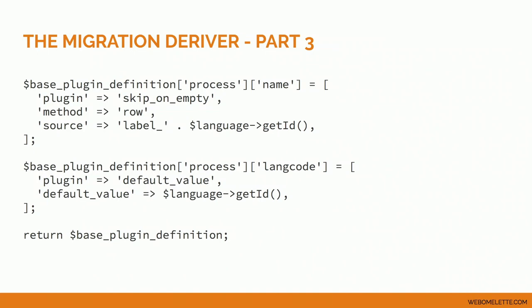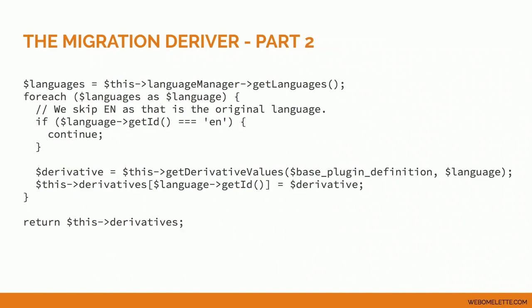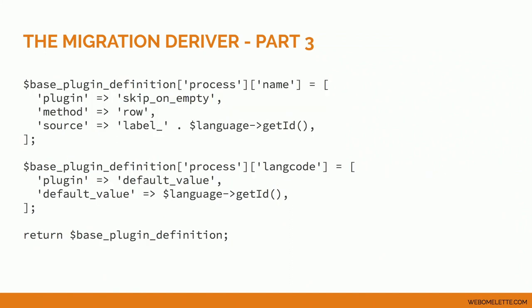And this is the method that does the actual deed of, you see, get derivative values, and we pass the base plugin definition and the language for which we want to make a derivative. So here, we enrich the migration definition. As you can see, the structure is the same as we had in the YAML file. We have process, and then we have the mapping for the field name. Now we have a language. So in this context, we have the language. We know what field, what column we want to look at, and we put that in the source under the source key of the configuration of that plugin type.